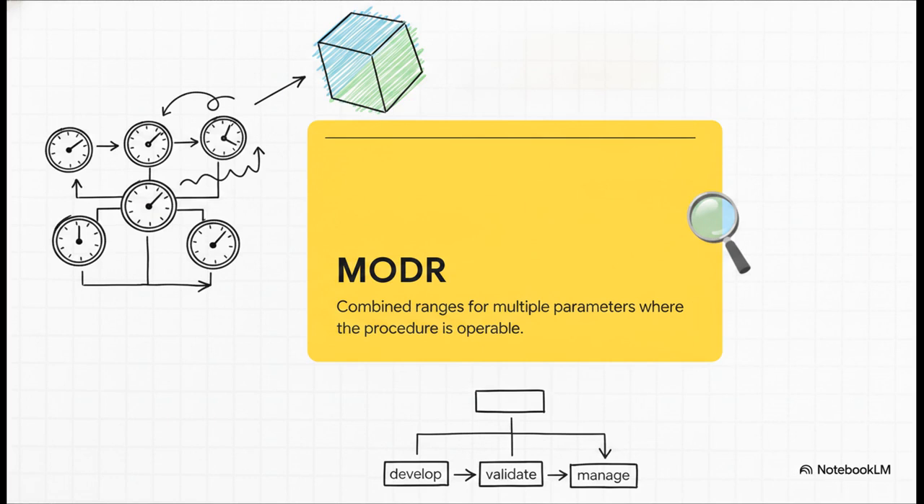But taking it a step further through multivariate experiments, we have the MODR, or Method Operable Design Region. An MODR shows how multiple parameters interact safely together. So it's not just about turning one dial on the machine. It's about understanding how adjusting multiple dials at the exact same time still keeps you in a totally safe, validated, and operable space.